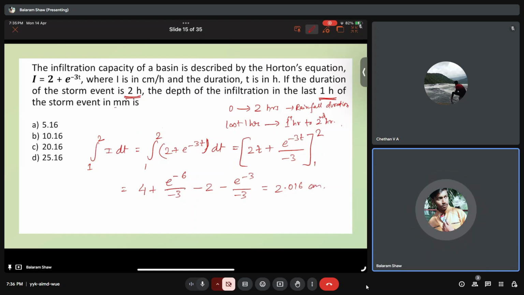You have to give the answer in millimeter, because I was in centimeter per hour, so that's why you got it in centimeter. Now you have to convert to millimeter. Just multiply that by 10. So the correct answer is 20.16 millimeter. Okay, the correct answer is C.